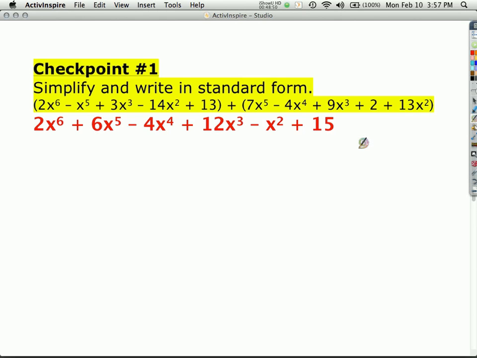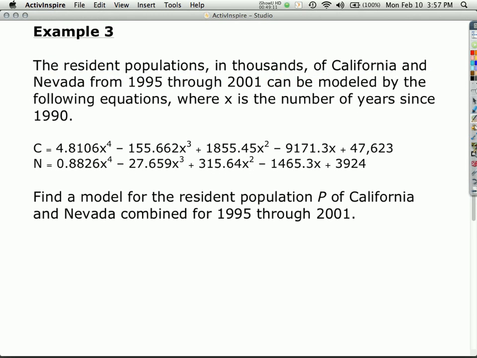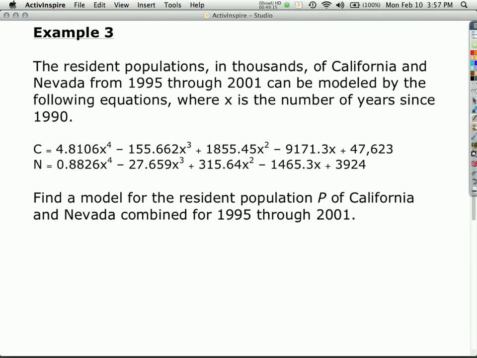Any comments, questions, or concerns about checkpoint number 1? Okay, I'm going to put up the last example, and I'm going to talk a quick second about the story behind it. You do not have to copy the question, but we are going to work on it together. And of course, you have to read the question. So go ahead and read. You don't have to copy, just read.